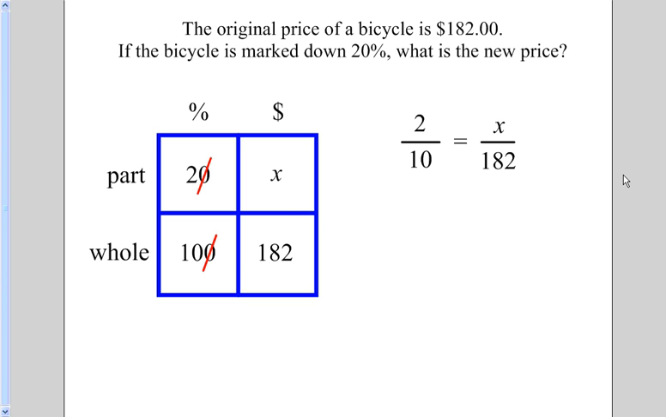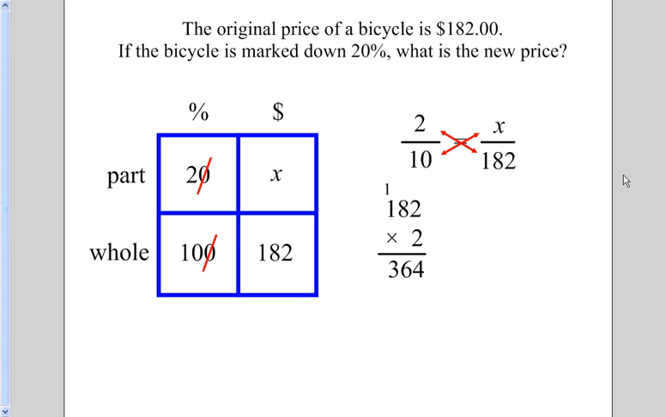And to solve this, we're going to cross multiply. So 2 times 182, and then we'll divide it by 10. So 2 times 2 is 4. 2 times 8 is 16. And 2 times 1 plus 1 is 3, 364. Now we're going to divide that by 10.